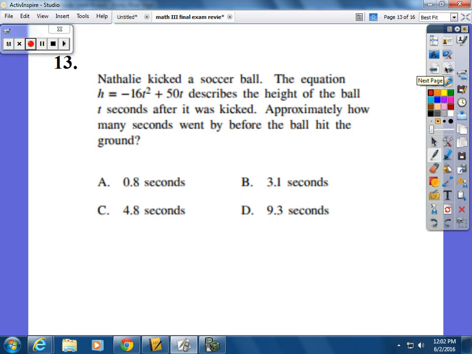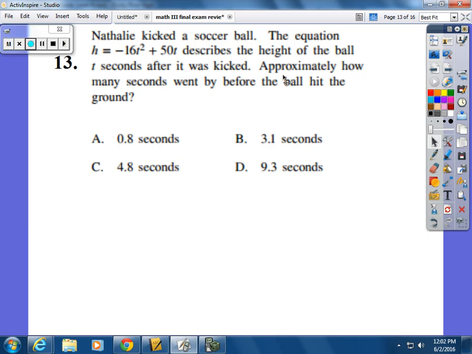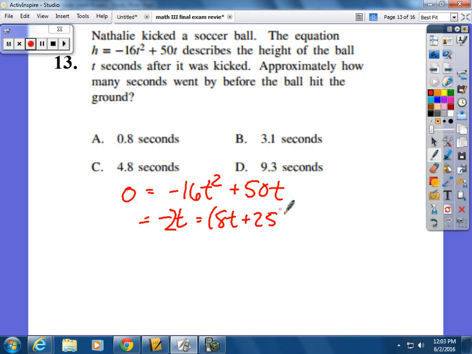Number 13. Natalie kicked a soccer ball using this equation. H equals negative 16t squared plus 50t. Approximately how many seconds went by before the ball hit the ground? So when is the height equal to 0? Okay, so I notice I have a t in both of these. I can factor out. Let's factor out a negative t, and I think I can factor out a 2. So negative 2t equals 8t plus 25.